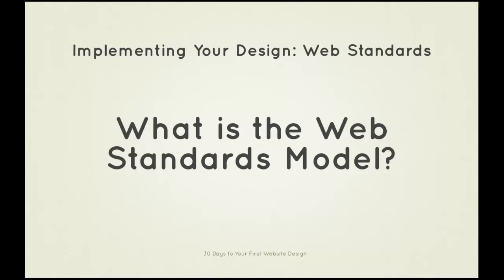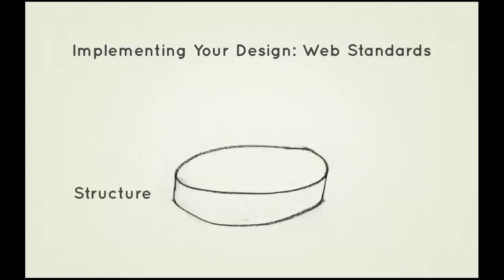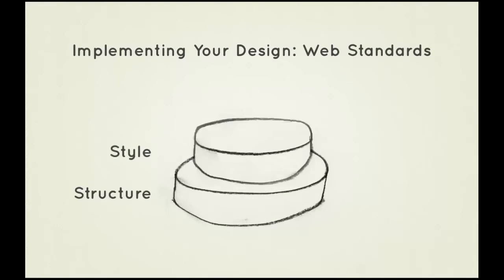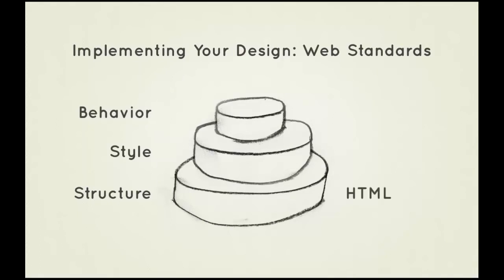So what is this model of which I speak? Well, the standards model breaks aspects of web design into layers. There's structure, style, and behavior. These are the fundamental components of any web project, and you'll be familiar with them in the form of HTML markup, which is your structure, CSS, which handles the styling, and JavaScript, which deals with any behavior on the front end of your web application.